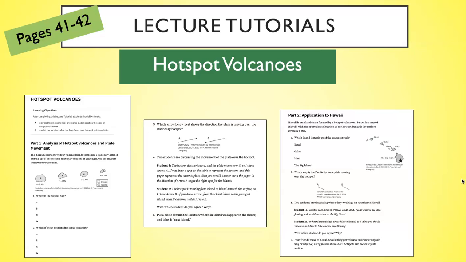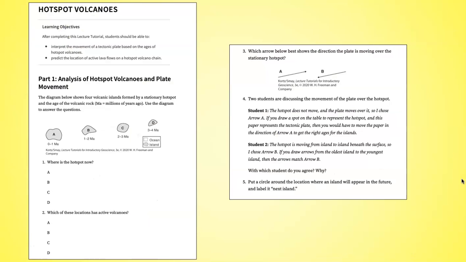It'll also be a good preparation for the next lecture tutorial video that I have, which shows you a different way that you can get a chain of volcanoes other than a hotspot. But let's focus on hotspots in this one. The learning objectives are to interpret the movement of the tectonic plates based on the ages of the volcanoes and to predict the location of active lava flows in a hotspot chain.